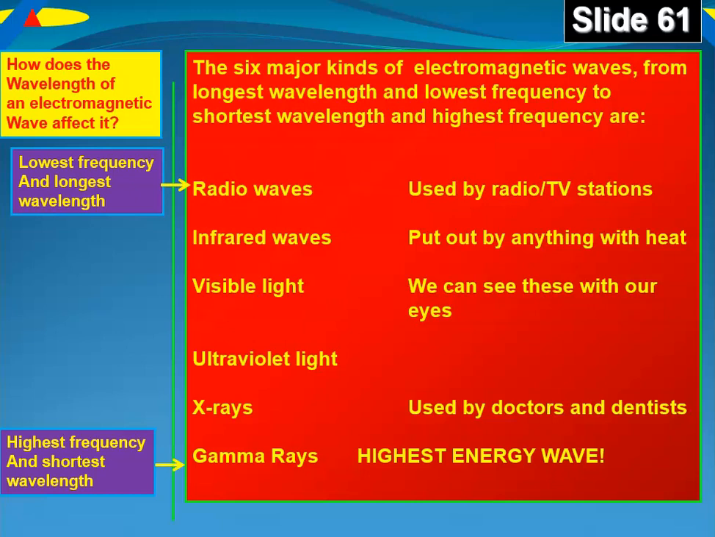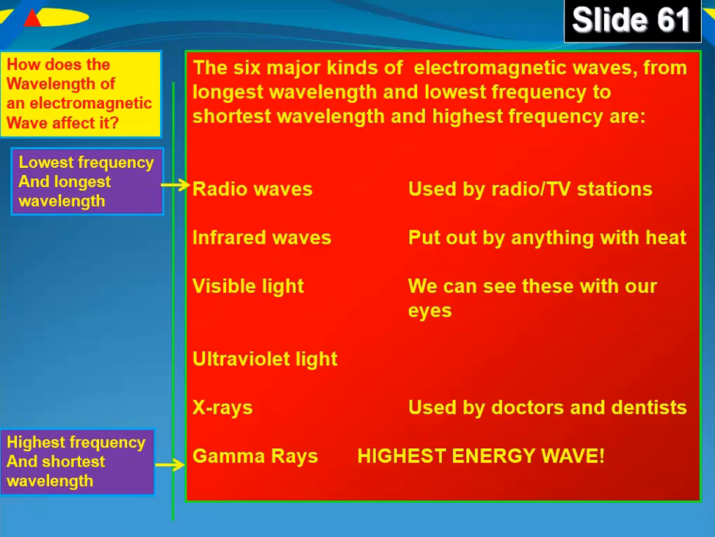There are 6 major kinds of electromagnetic waves that were shown on the last slide, from longest wavelength and lowest frequency to shortest wavelength and highest frequency. So from longest wavelength, lowest frequency, and lowest energy, you have radio waves that are used by radio and TV stations.